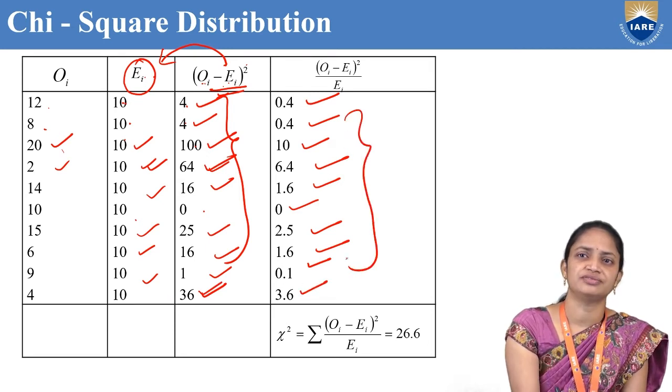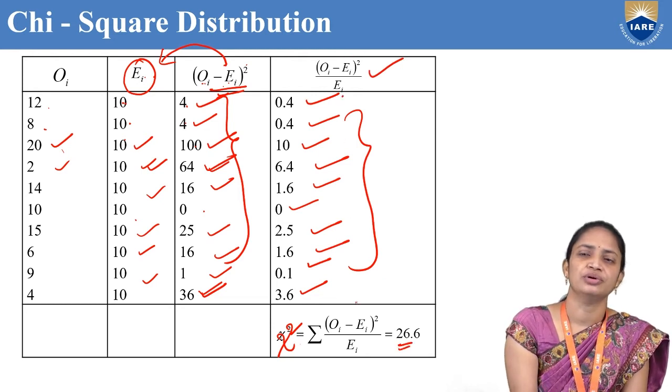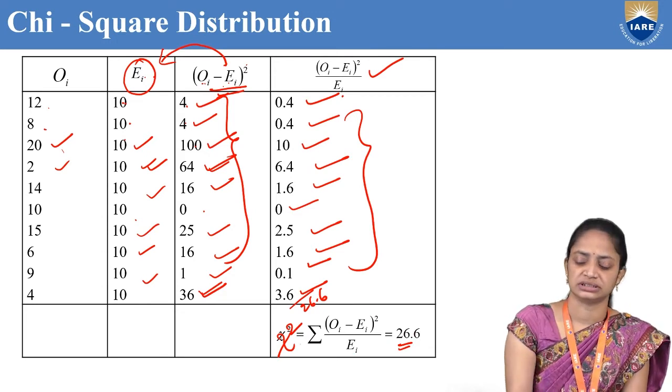So sum all these values: 0.4 plus 0.4 plus 10 plus 6.4 plus 1.6 plus 0 plus 2.5 plus 1.6 plus 0.1 plus 3.6. The sum of all these values is nothing but chi-square, equal to the summation of (OI minus EI) whole square by EI. That is equal to 26.6. So this is our answer.